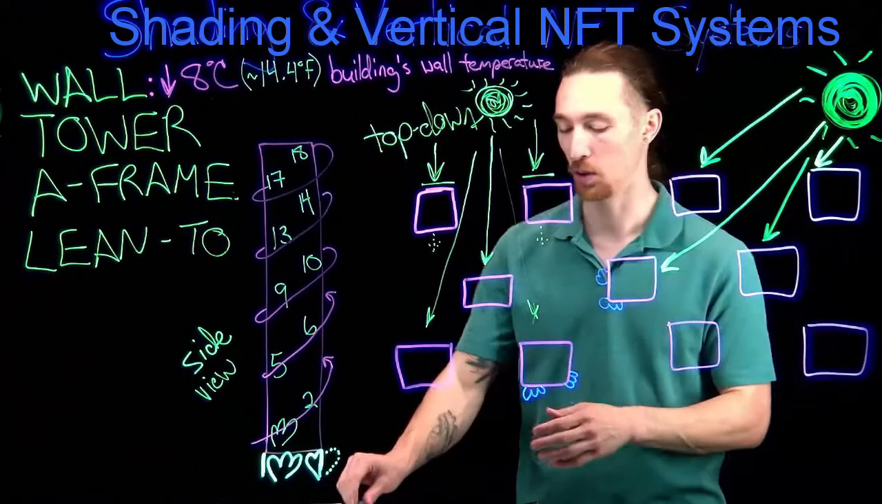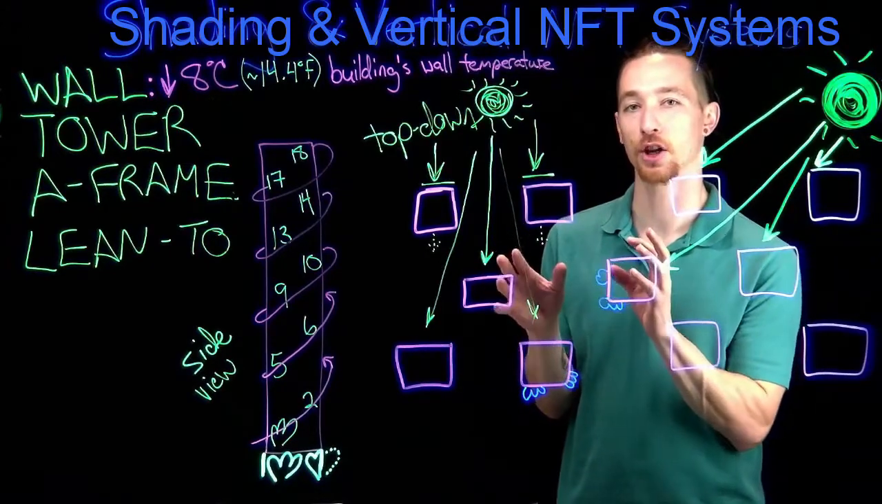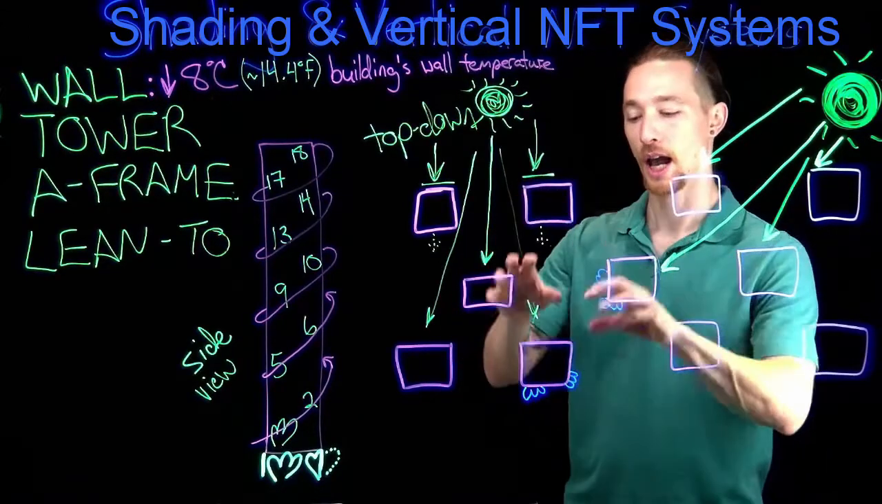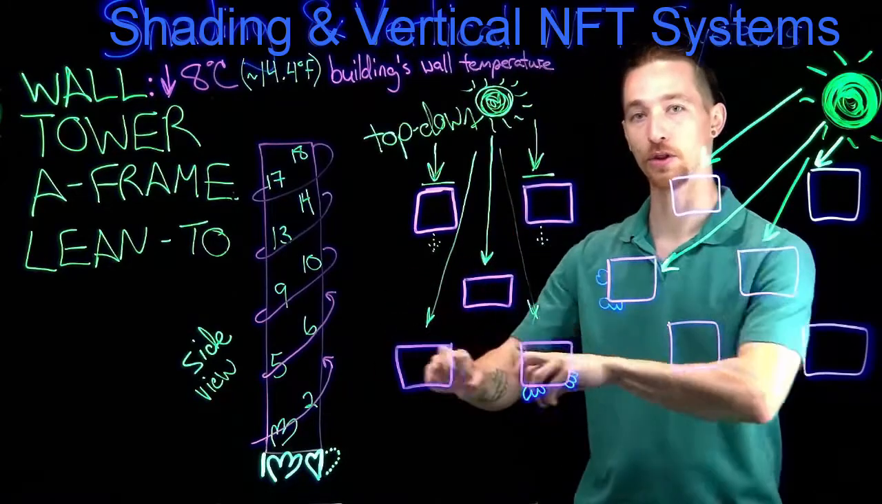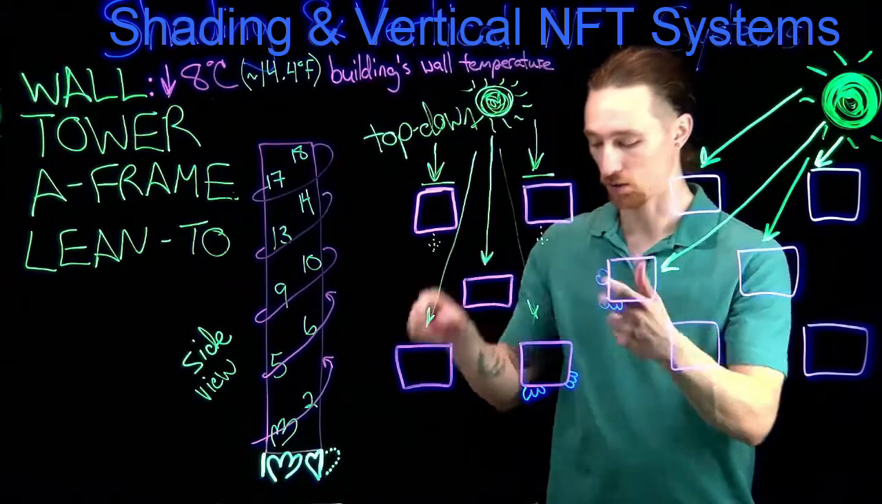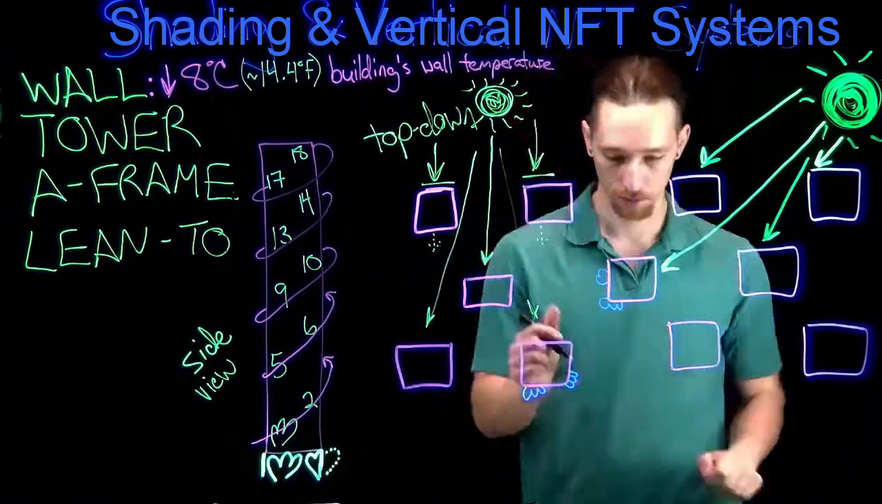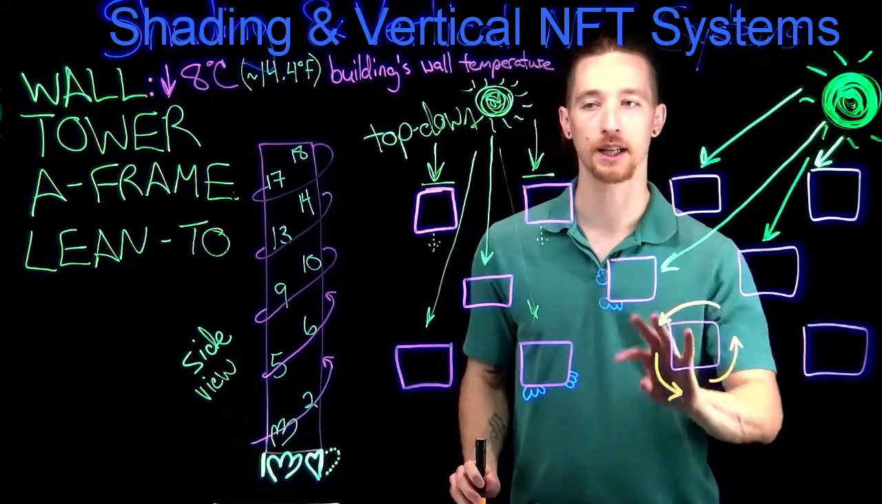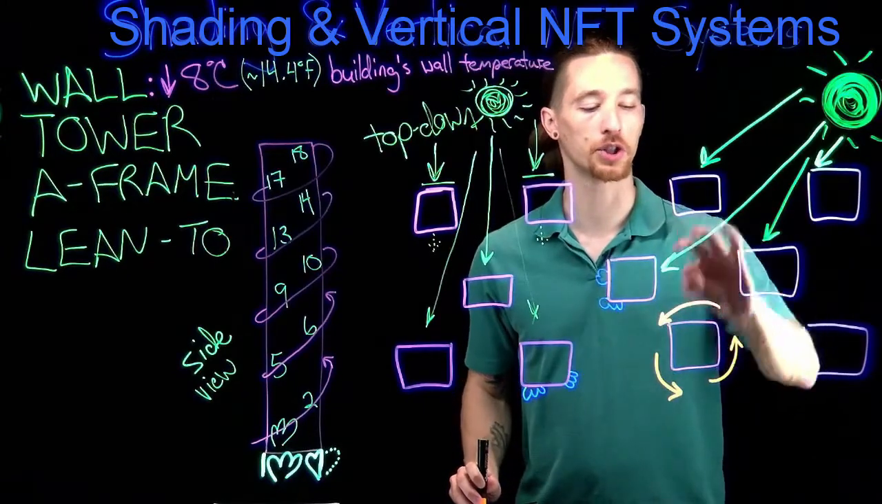Some people will just use that as kind of like a nursery zone and transplant them. After they crop out the sunny side, they'll move the shady side to the sunny side and then put them in the lower side. Or like I said, they can rotate, have these towers on rotation so that each plant gets its fair and equal share of the sunlight.